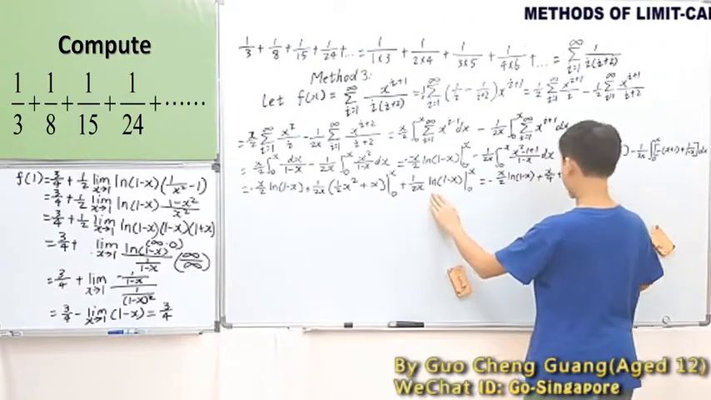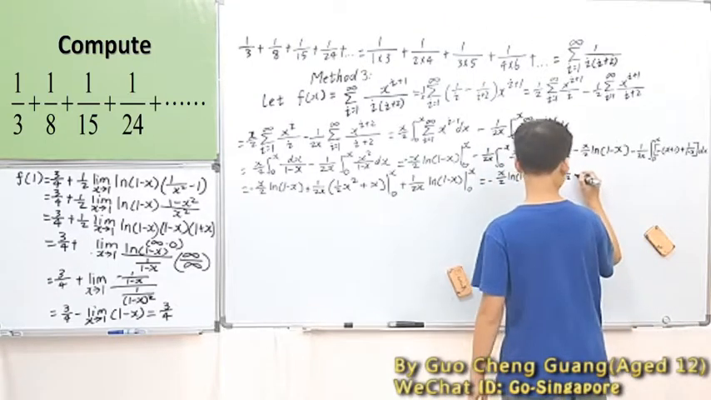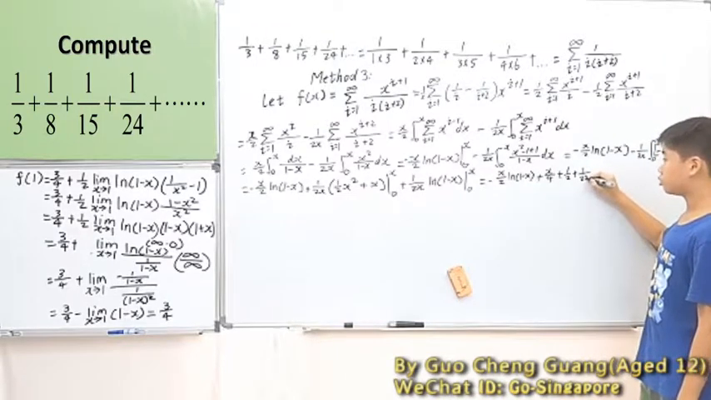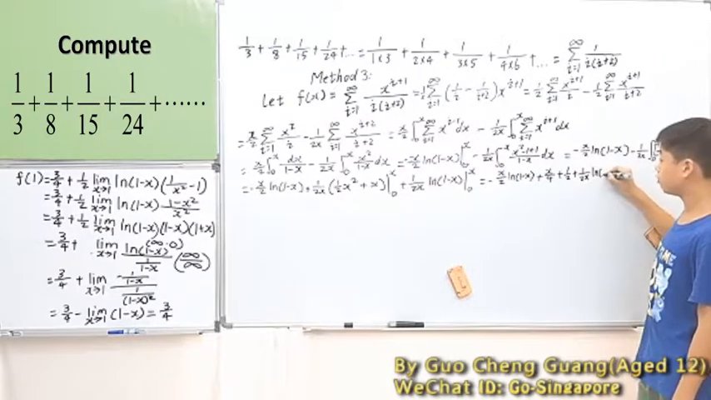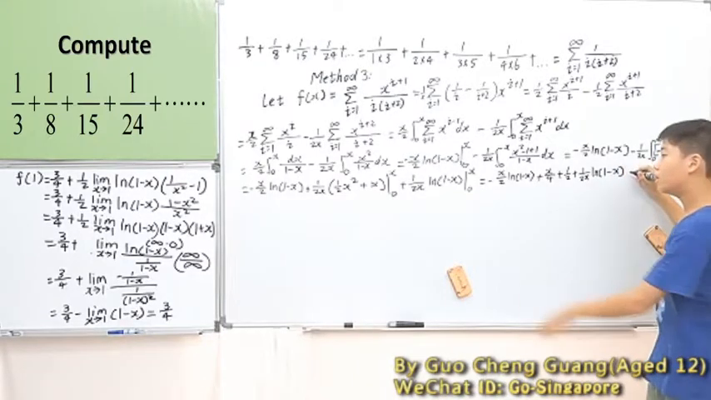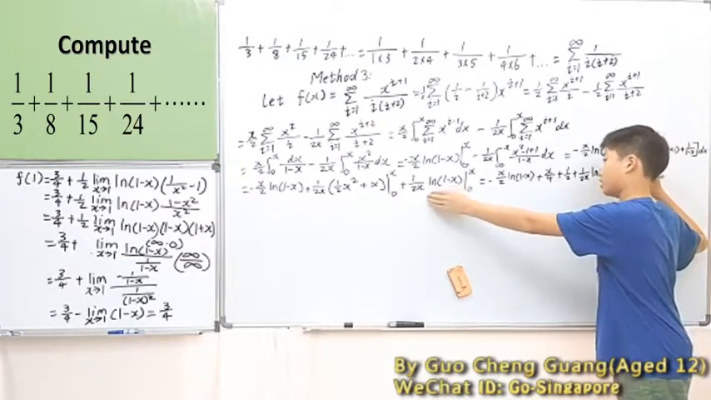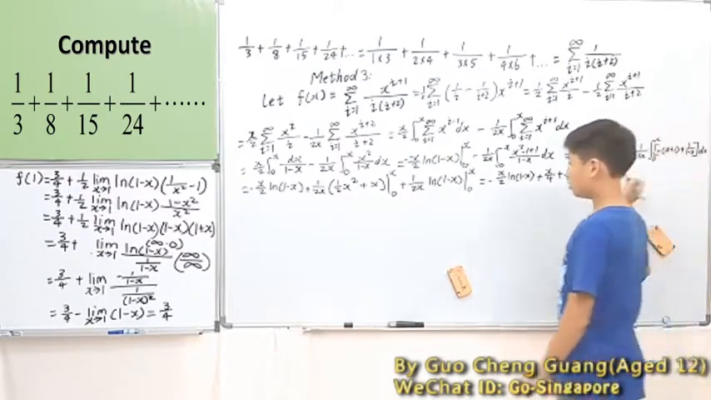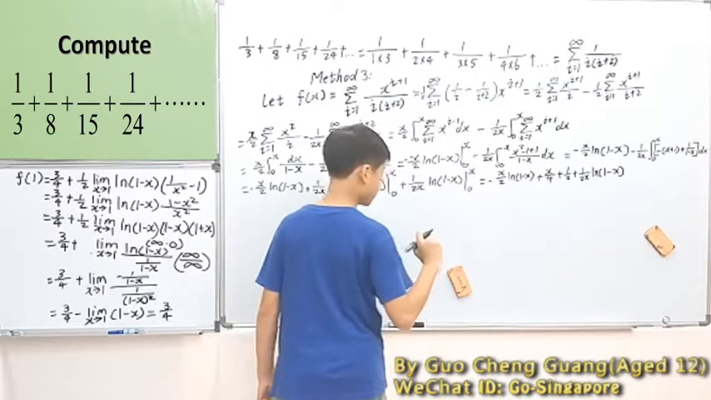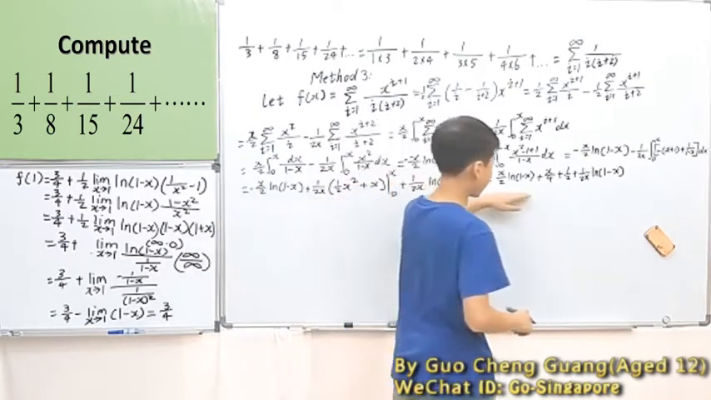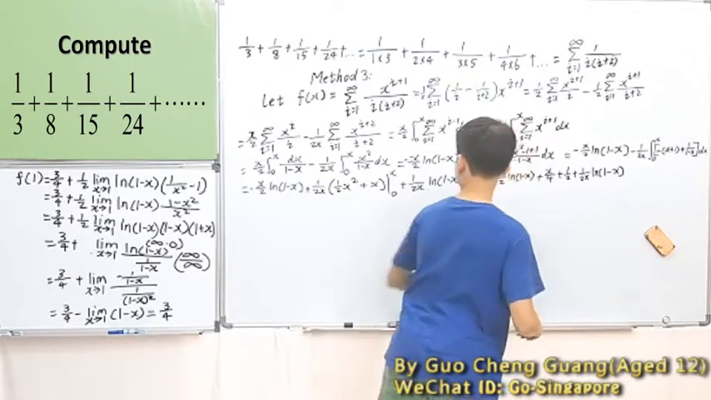So then for this part at the back, what you'll have here is plus 1 over 2x ln 1 minus x. Then 0, you sub it inside here. Ln 1 is another 0. So this is still 0 for the second part. And then you get this.